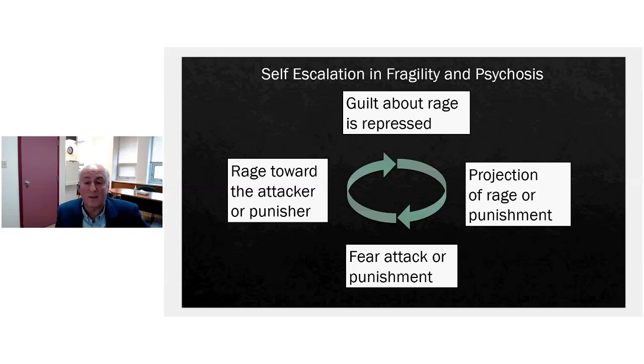When it gets repressed, it turns into more projection that they will be punished for their rage. Then that causes more fear of the punishment, more rage toward the punisher, more guilt about the rage, and the cycle goes around and around and around. So what's the missing element here?